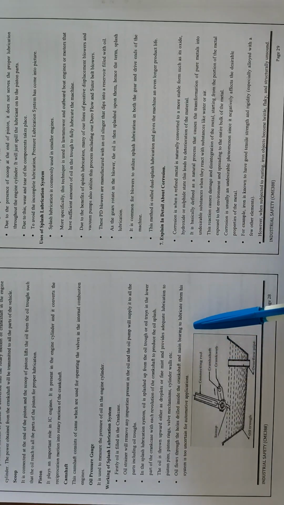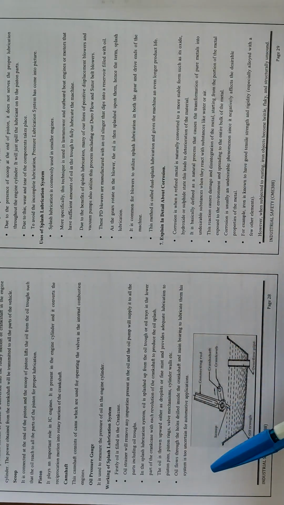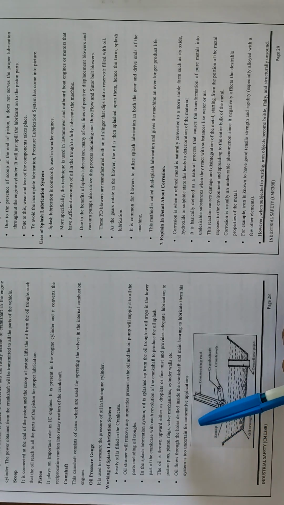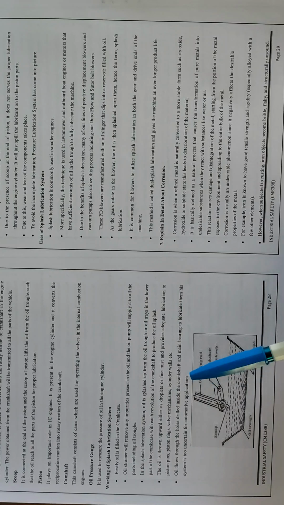Or oil flows through the holes drilled inside the crankshaft and main bearing to lubricate them. This system is used in certain automotive applications. Connecting rod, crankshaft, crankweb, scoop, oil trough, overflow pipe.